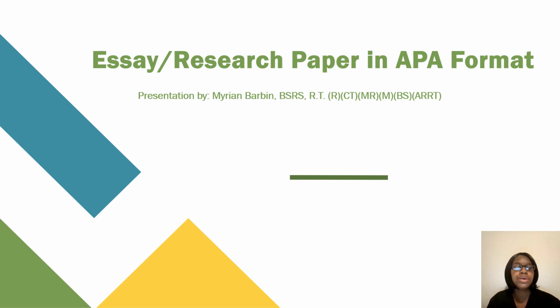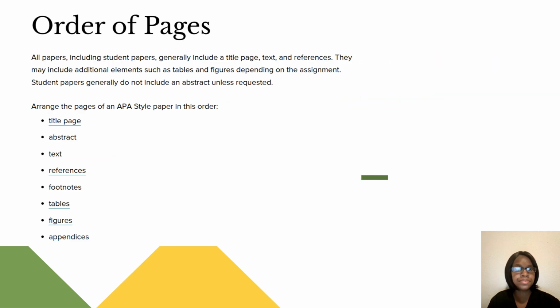In this video, we are going to talk about how to type a research paper in APA format. For the order of pages, you want to start with your title page, abstract, text, references, your footnotes, tables, figures, if you have any. So you want to make sure that you follow this outline. And I did get this information from the APA Style website, and I will have that in the later slides for you.